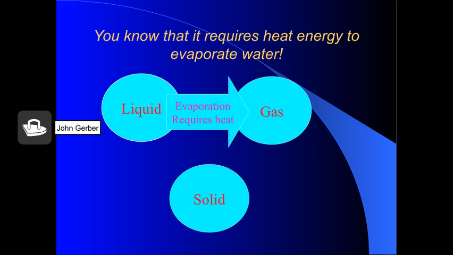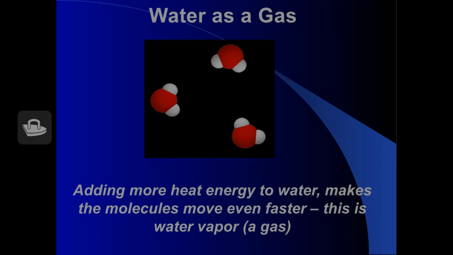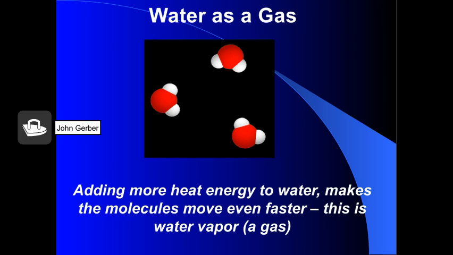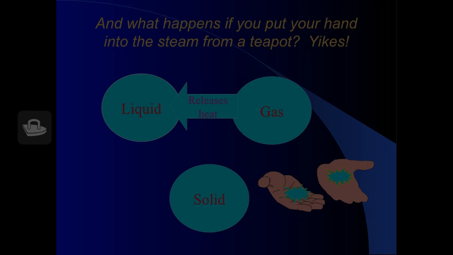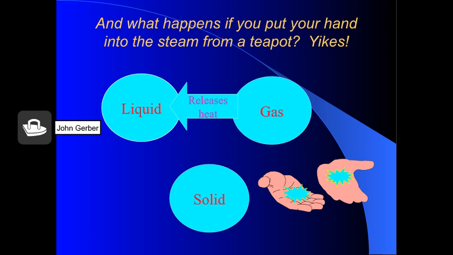And of course you know, when you add heat to liquid water, it turns into a gas. It evaporates. This is what we do when we boil water. The difference between liquid water and water vapor is the rate at which molecules are moving. Remember that when you add heat to something, you increase molecular motion. And of course, just stick your hand into steam coming off your teapot, and you'll know that heat is released when water vapor condenses to form a liquid again.